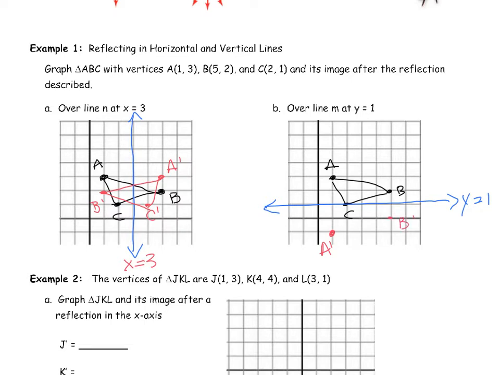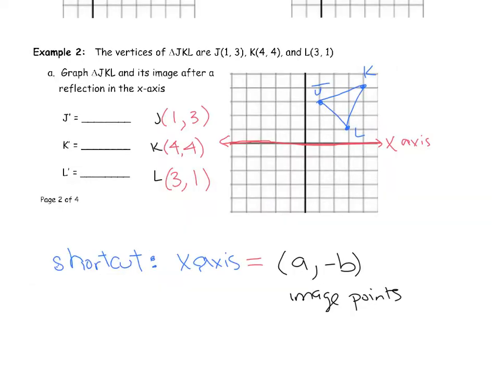That's B prime. And then C is actually very unique because C is actually on the line. So remember what we talked about. If a point is on a line of reflection, then the prime would be the exact same point. Those points would be the same. So that would be our new image reflected over y equals 1.